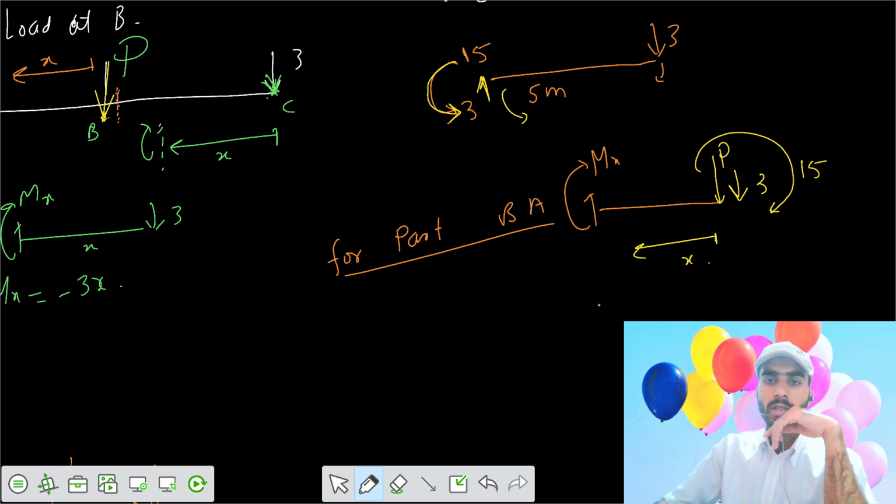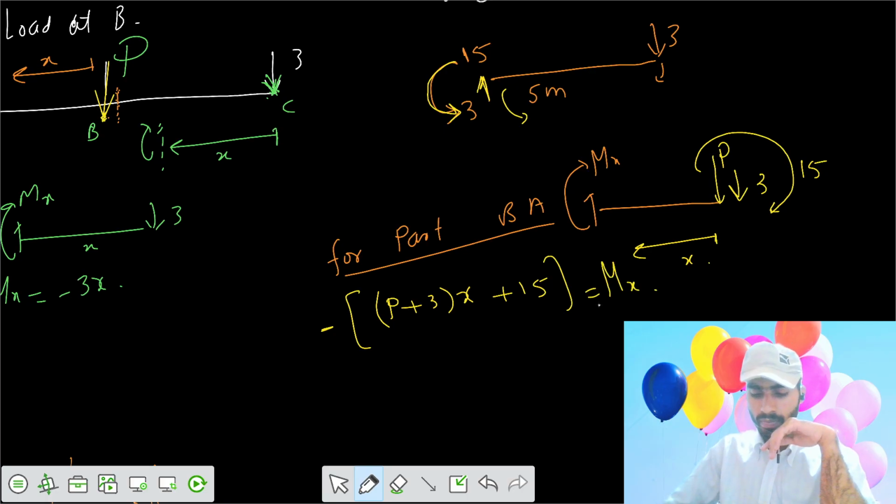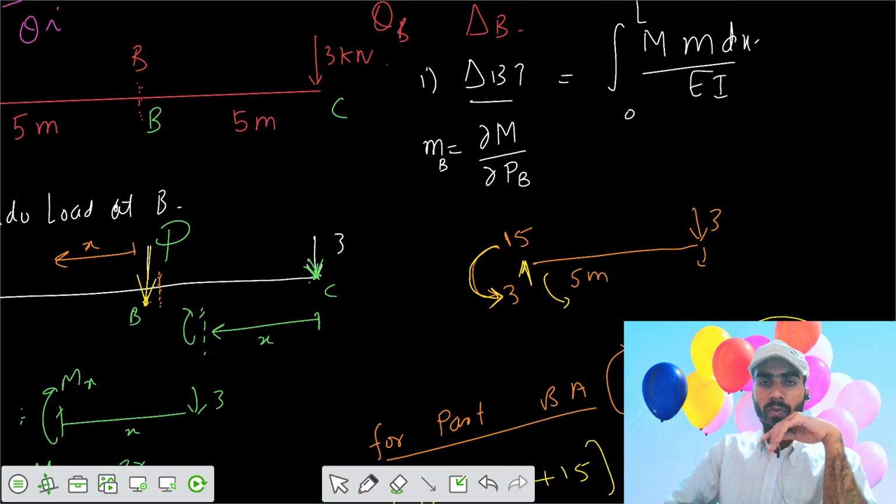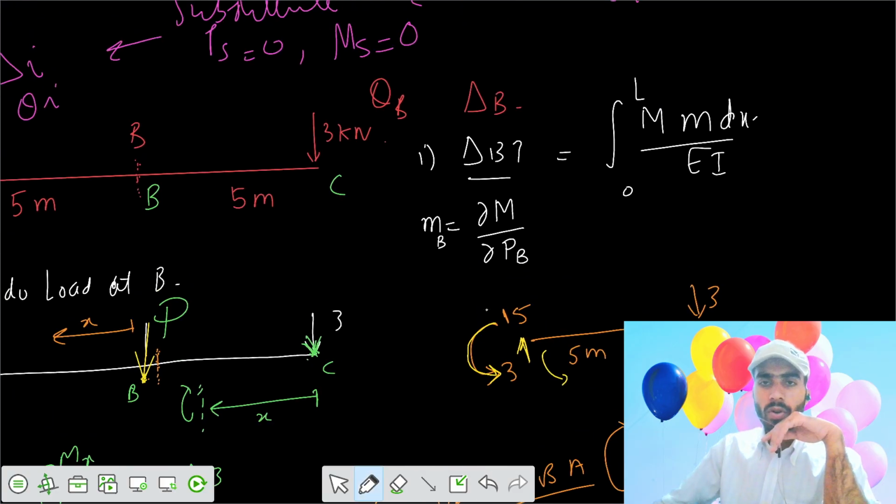So if you ask what is the value of moment at any x, you write P plus 3 into x clockwise, and 15 is also clockwise, and moment is also clockwise. That means then you calculate it, you can get the value of moment Mx equals minus times this value. So we got the value of moment at any x in both the spans, but we need that small m.